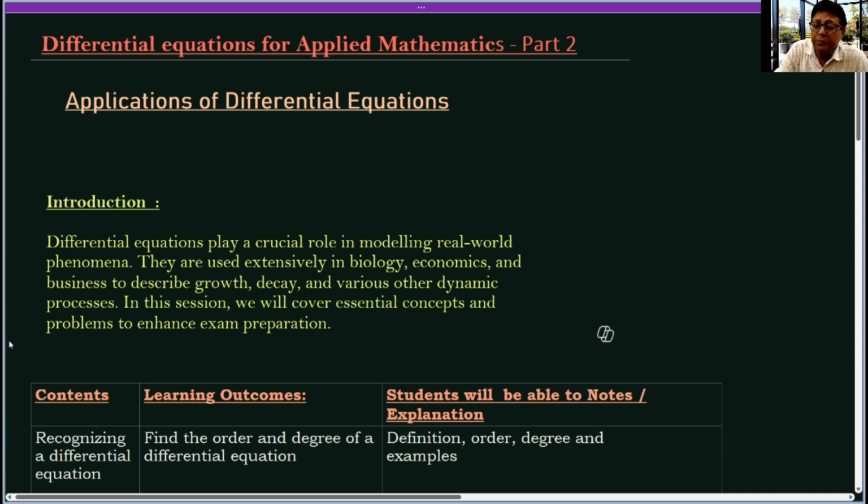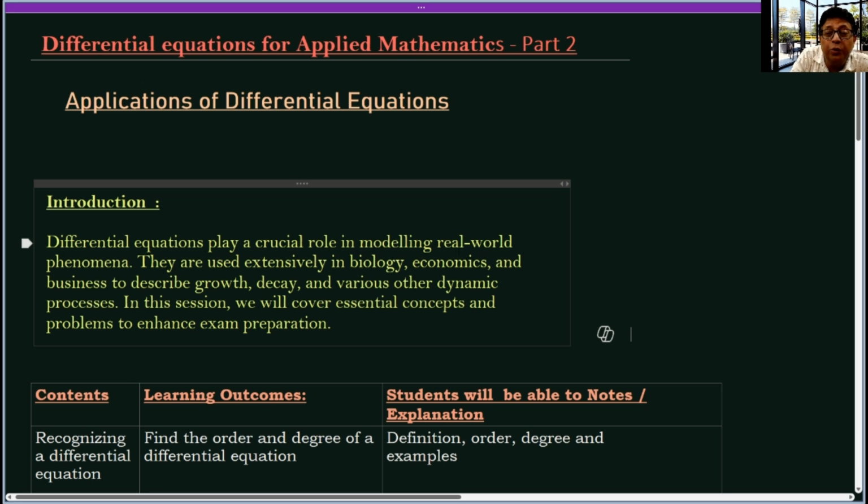Differential equations play a crucial role in modeling real world phenomena. They are used extensively in biology, economics, business to describe growth, decay and various other dynamic processes. And here I am going to cover essential concepts and problems to enhance exam preparation for students of applied maths. Those who are pure maths students preparing for entrance examination, this application is important for them. Even if application is there in their syllabus also, they can go through this session.